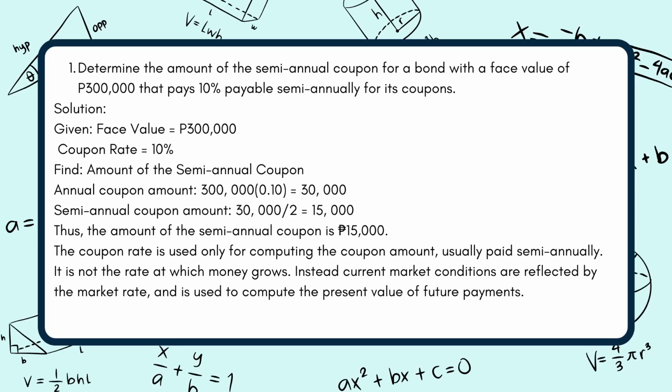We need to find the amount of the semi-annual coupon. To find it, we need to multiply 300,000 by 0.10, which is equal to 30,000. Since the coupon is paid twice a year, divide the annual coupon by 2. Semi-annual coupon amount is equal to 30,000 divided by 2, which is equal to 15,000. Thus, the amount of the semi-annual coupon is 15,000 pesos. Let's proceed to the second question.